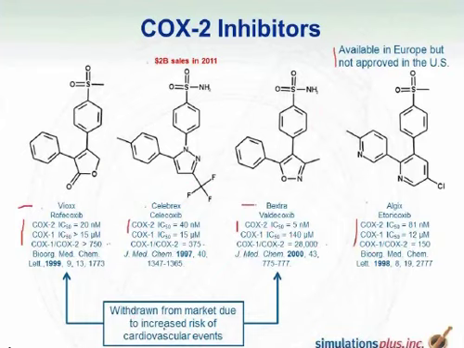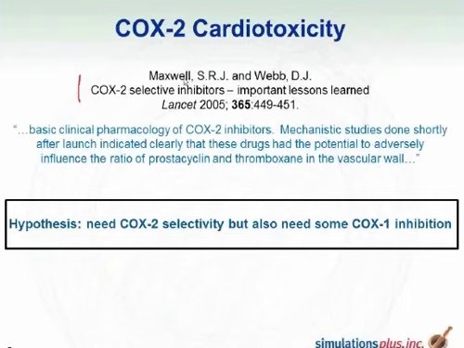So after Vioxx had been withdrawn from the market, there were a number of studies that tried to understand why it was withdrawn and what we can do to prevent it. So Maxwell and Webb in 2005 published an article in The Lancet on COX-2 selective inhibitors, important lessons learned.